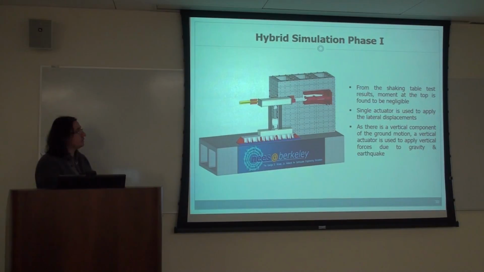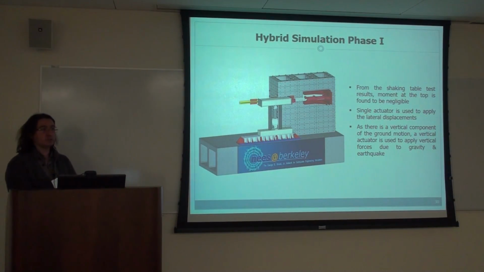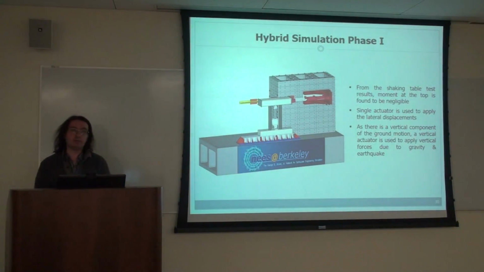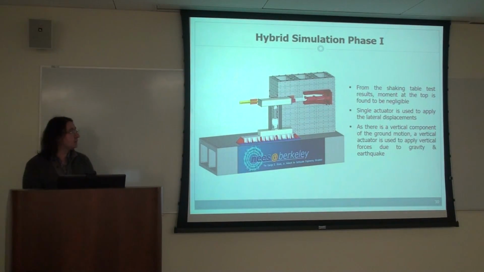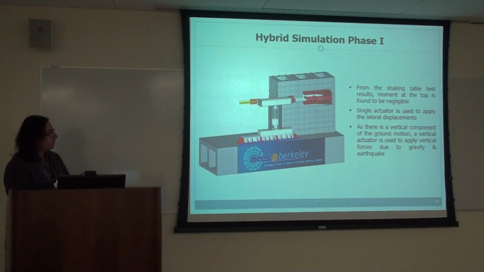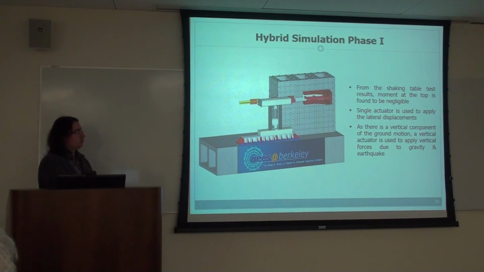And as there is a vertical component of the ground motion, which was applied in the shaking table test, we will also apply them in the hybrid simulation. And we will use this vertical actuator actually to apply the forces due to gravity plus the vertical component of the ground motion.